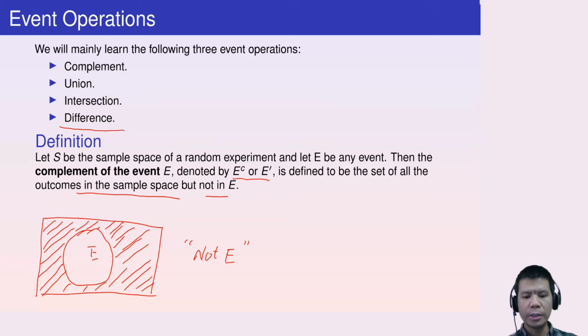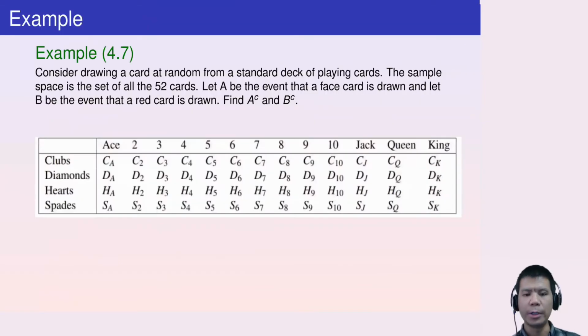All right, so let's consider an example here. We are drawing a card at random from a standard deck of playing cards. The sample space is going to be the set of all the 52 cards. Let A be the event that a face card is drawn, and B be the event that a red card is drawn. Then we're trying to find the complement of A and the complement of B.